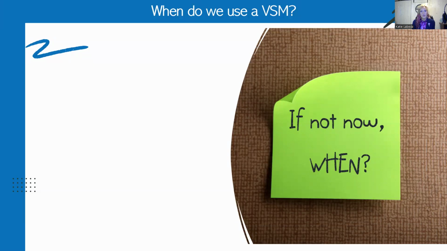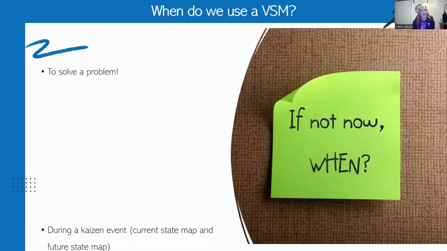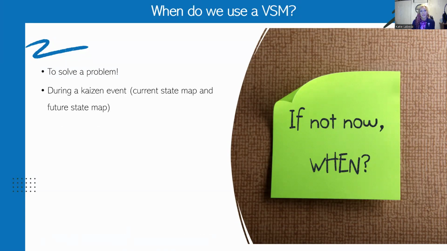So when should we use a value stream map? Well, we use it in general to solve a problem so that we understand how our process actually works. We use them during a Kaizen event. We do actually two value stream maps, a current state value stream map and a future state value stream map. The current state shows us the way the process actually works today, and the future state value stream map is a value stream map that depicts how we want to improve our process in the future.